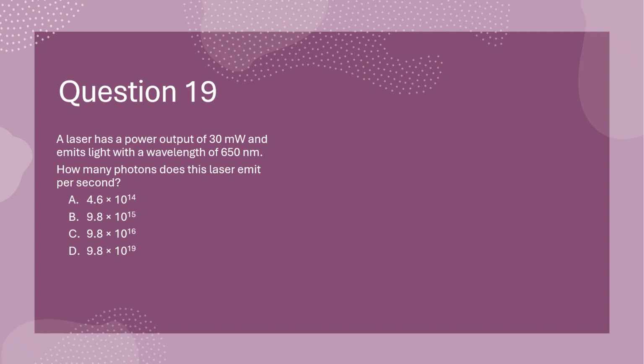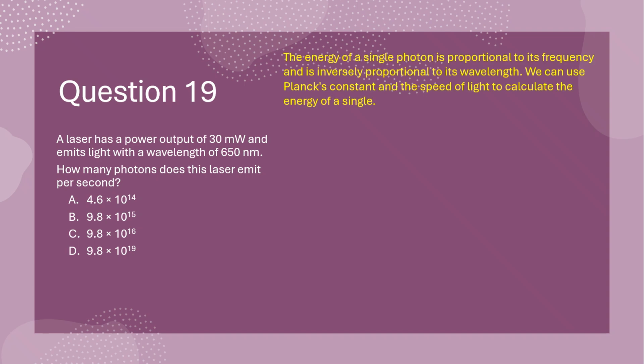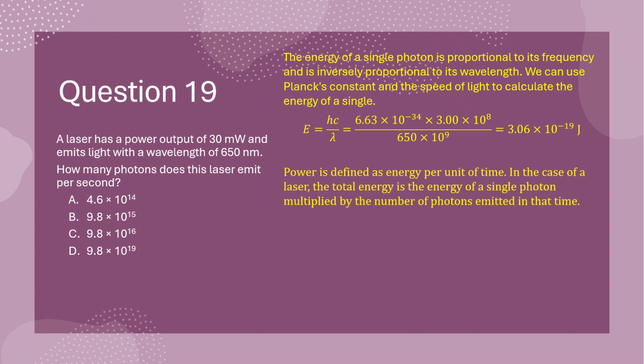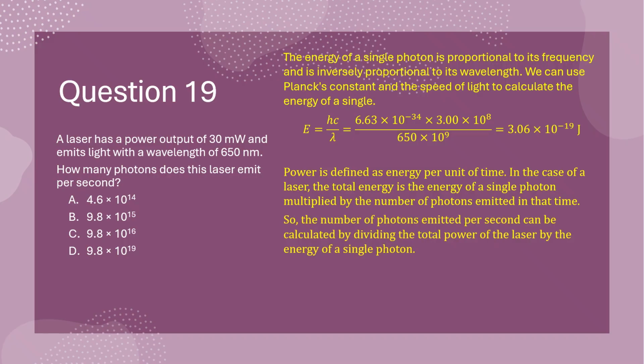The energy of a single photon is proportional to its frequency and inversely proportional to its wavelength. We can use Planck's constant and the speed of light to calculate the energy of a single photon. Power is defined as energy per unit of time. In the case of a laser, the total energy is the energy of a single photon multiplied by the number of photons emitted in that time. So, the number of photons emitted per second can be calculated by dividing the total power of the laser by the energy of a single photon.